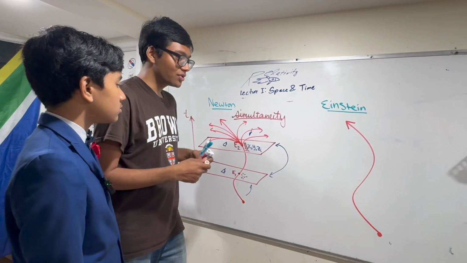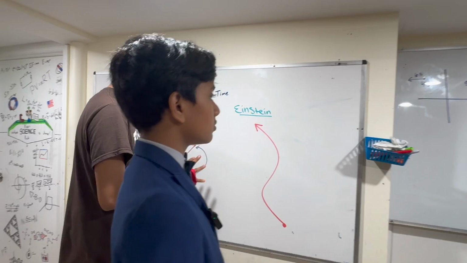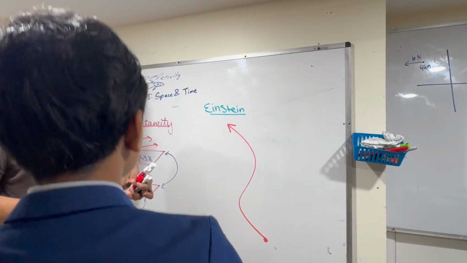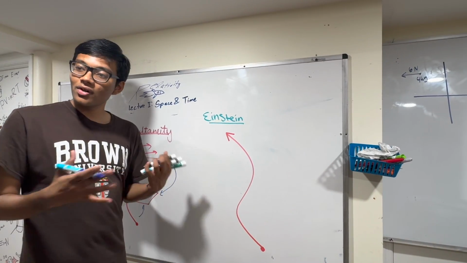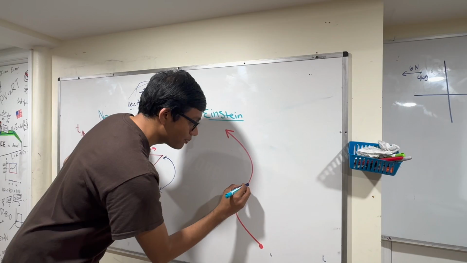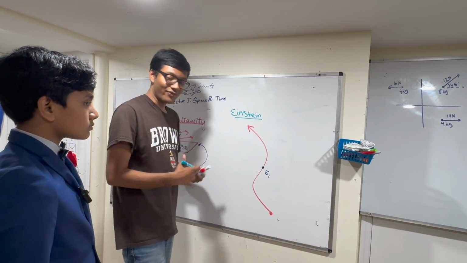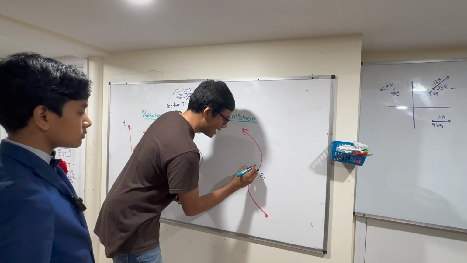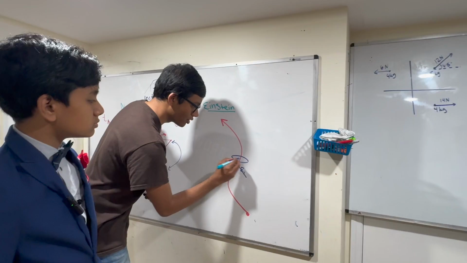Now let's go to Einstein's picture. Now we no longer think of a universal clock. Instead, at a certain point in space, say there's an event, like a firecracker exploding. Now what we can do is define a light cone.